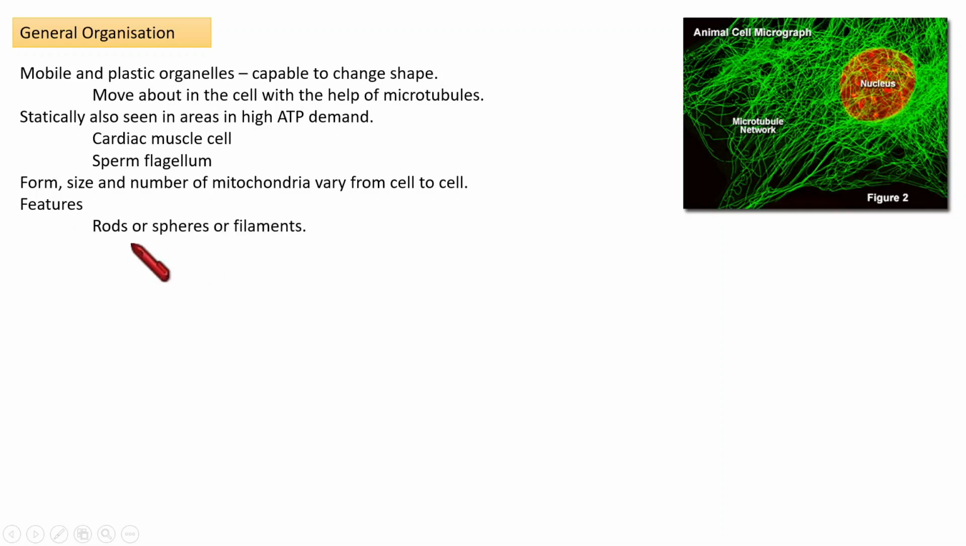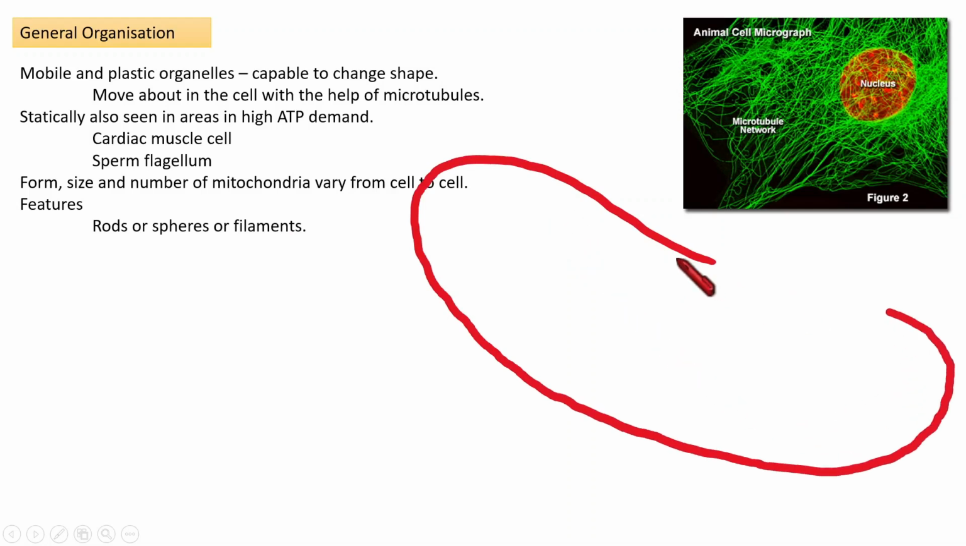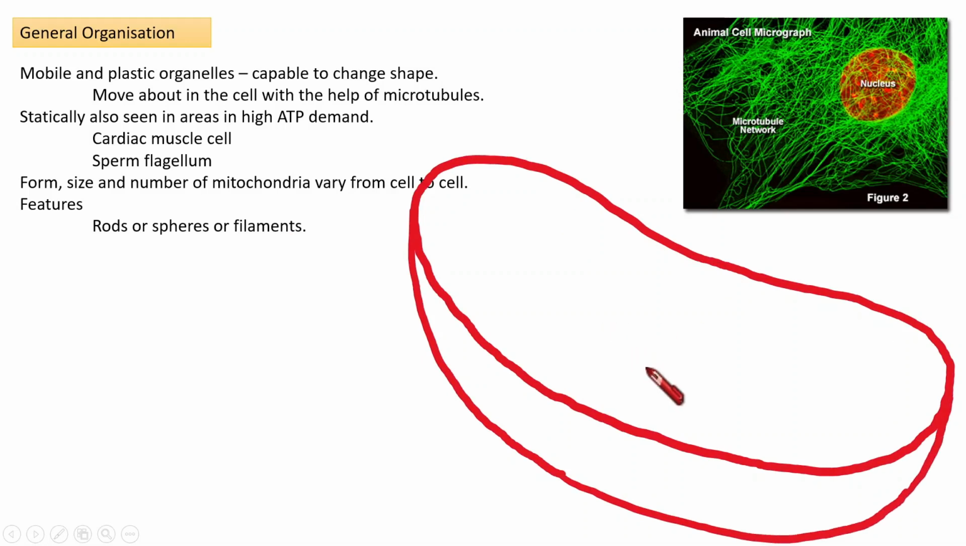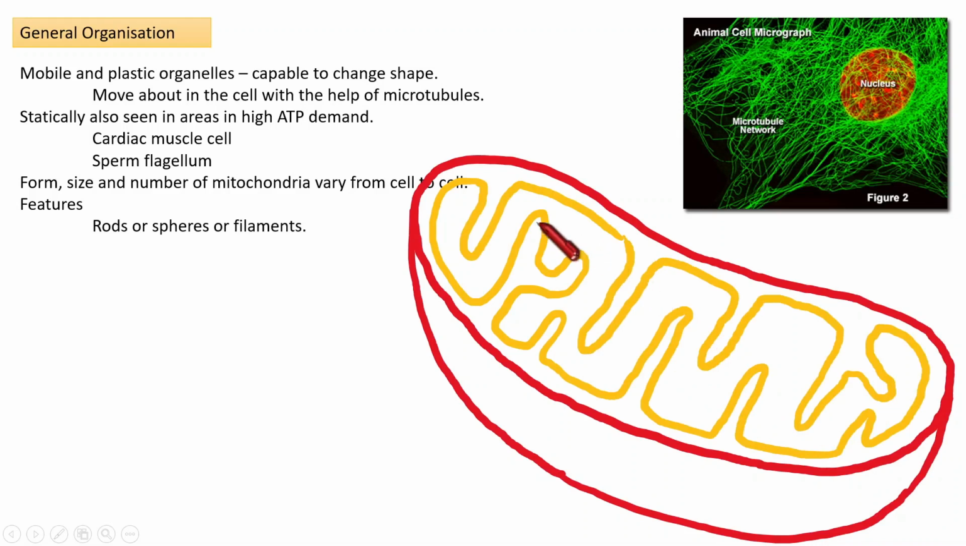Most of the time mitochondria appear in the form of rods, spheres or filaments. I'm just going to explain some important points about its structure. It has two membranes. This is the outer membrane, and there is a highly folded inner membrane. So this is the outer membrane and this one is the inner membrane. Look at its specialty: it is folded. Those folds are called cristae. I will explain it once more later. So those folds are called cristae.